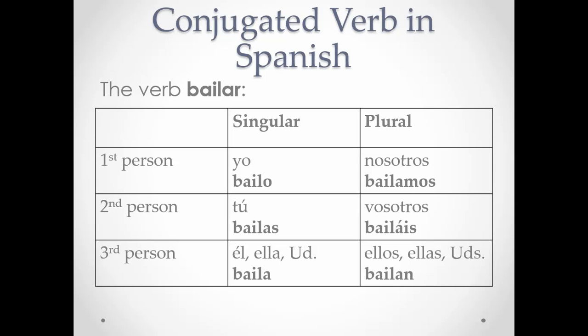I dance. Yo bailo means I dance. Tú bailas means you dance. Él baila, he dances. Ella baila, she dances. There's the abbreviation for usted. Usted baila, formal you, dance. Nosotros bailamos means we dance. Vosotros bailáis, you guys dance. And ellos or ellas bailan means they dance. Ustedes, abbreviated there. Ustedes bailan means you all dance.